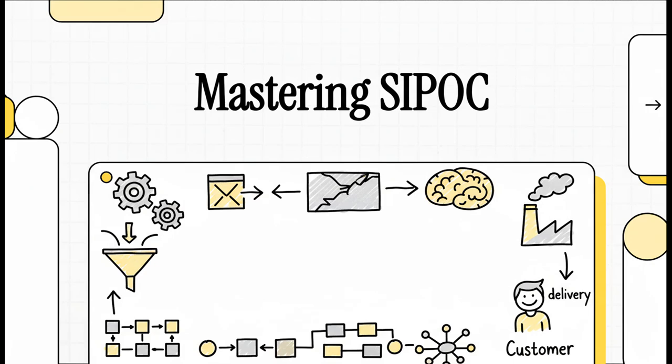Welcome! Today, we are diving into a really powerful tool for bringing some serious clarity to the chaos. We're going to master strategic process visualization with something called a SIPOC diagram. Think of it like a simple map that can totally change how your team works together.